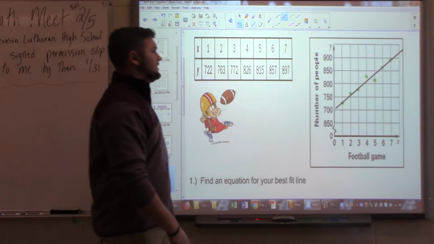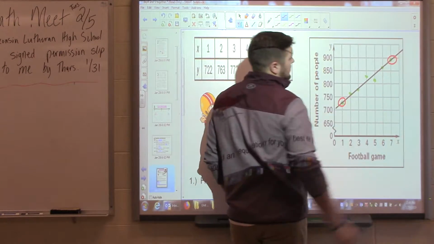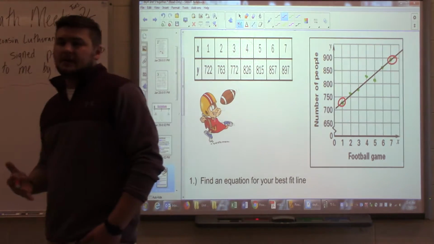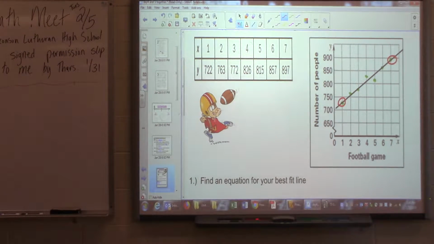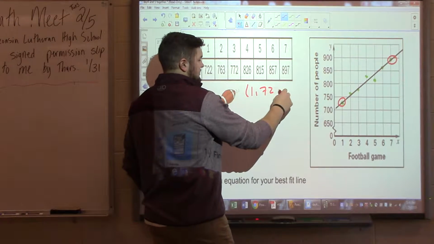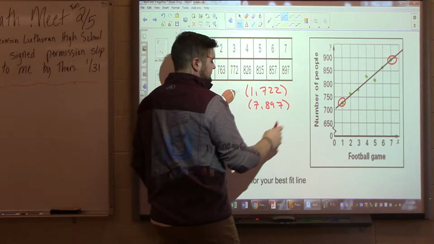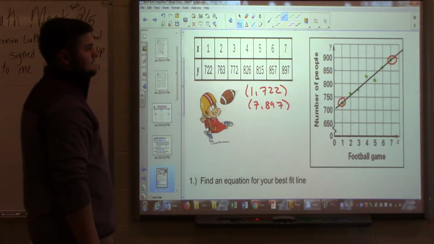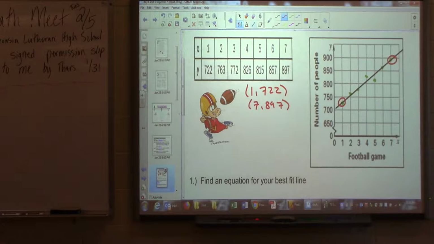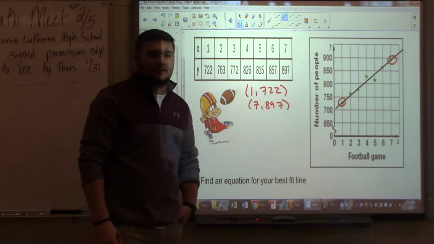Choose 2 points. So, it just so happened mine goes to the first and the last point. So I'm going to use those 2. You don't have to use those 2. I'm going to use those 2. My points then are (1, 722) and (7, 897). Okay? Now, step 4 tells me I need to write an equation using those 2 points.